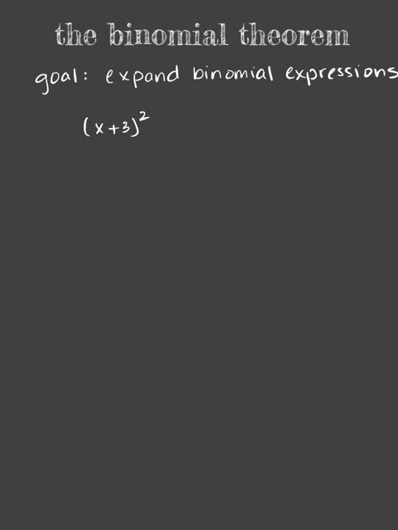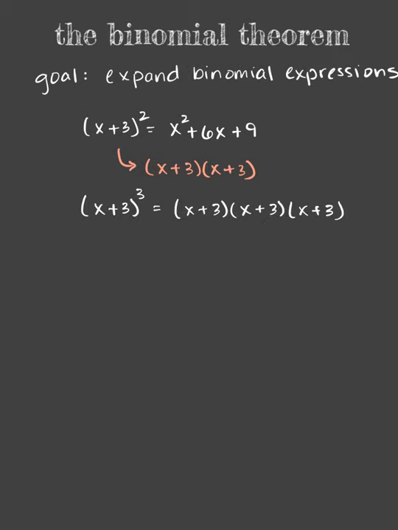If we raise x plus 3 to the second power, we can expand x plus 3 squared to be x squared plus 6x plus 9. Our technique for expanding x plus 3 squared would be to think of it as x plus 3 times x plus 3, and then use FOIL to expand that expression and simplify to get x squared plus 6x plus 9.